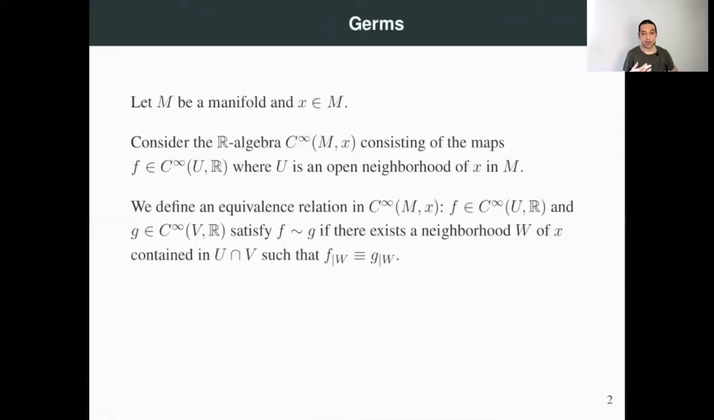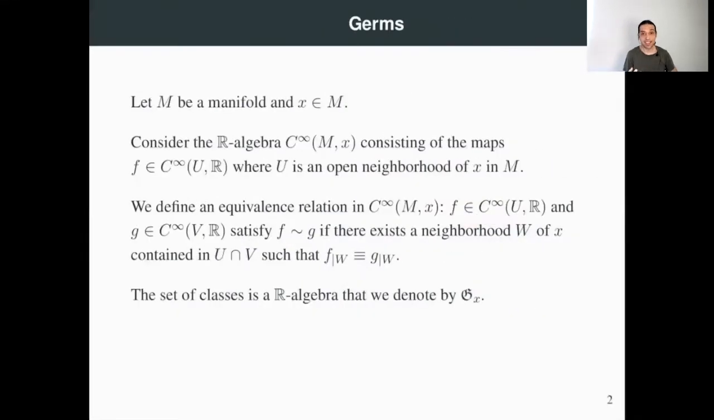We're going to define an equivalence relation in that set of functions, which is that two functions that can be defined in different open neighborhoods of the point x are related if there exists a neighborhood W of x contained in the intersection of the domains of definition such that the restrictions of these two functions to W are equal. So the idea is that two functions are identified when they are equal in a neighborhood of the point x.